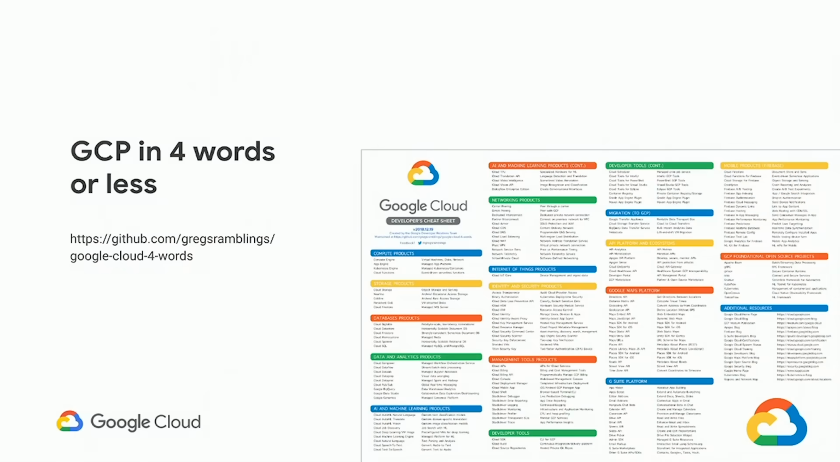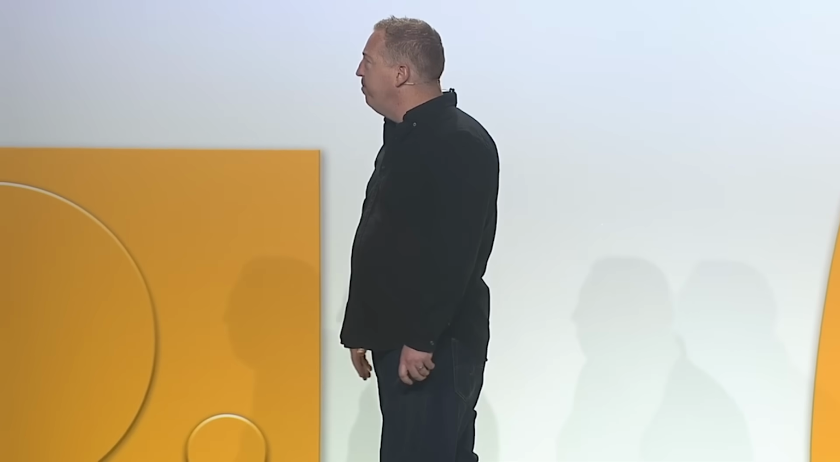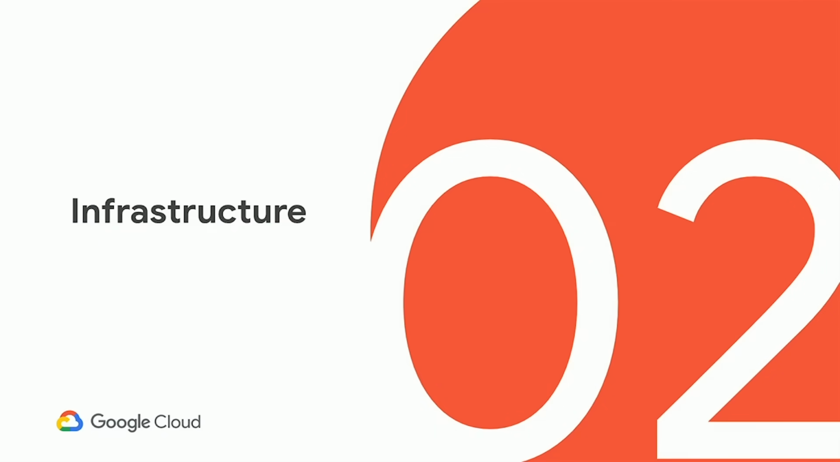So one of the resources that I use to build this content is GCP in 4 Words or Less, which is available at that very long GitHub address. If you just search on a search engine of your choice for GCP in 4 words, you will find this. And it's really helpful. It gives very concise definitions of a lot of our products, and where they aren't concise, I hopefully will help explain them.